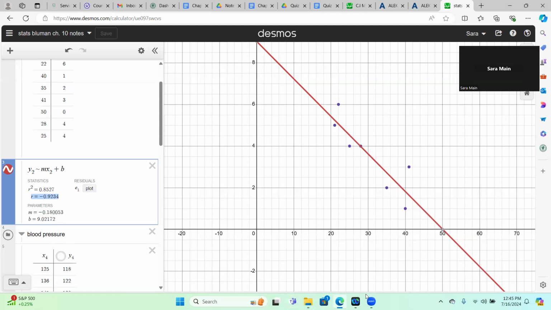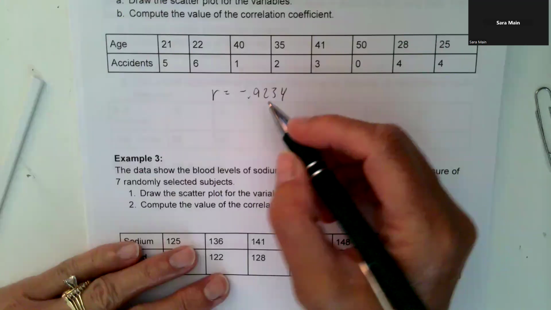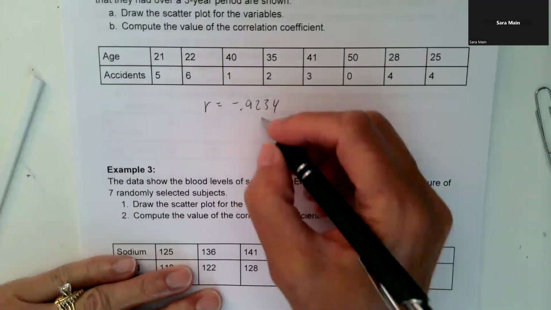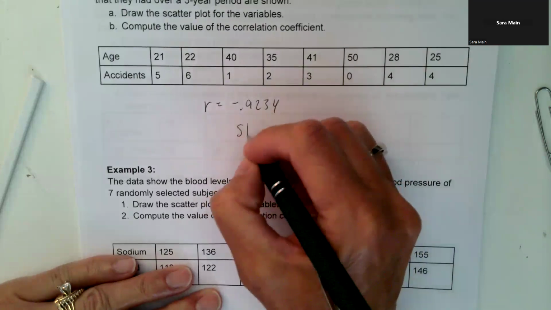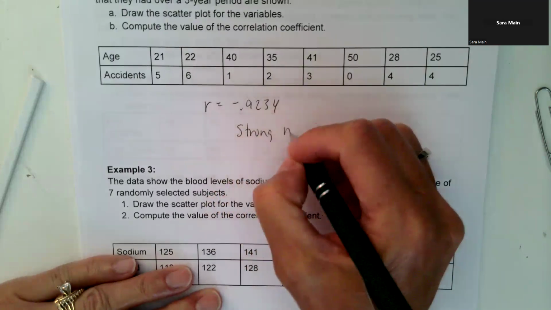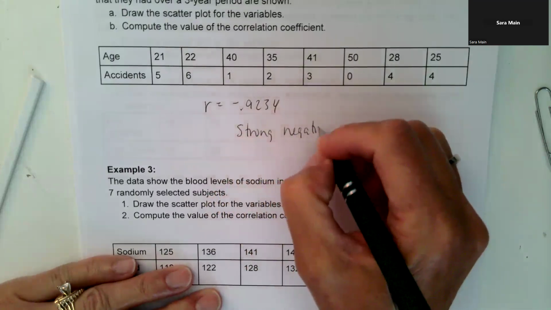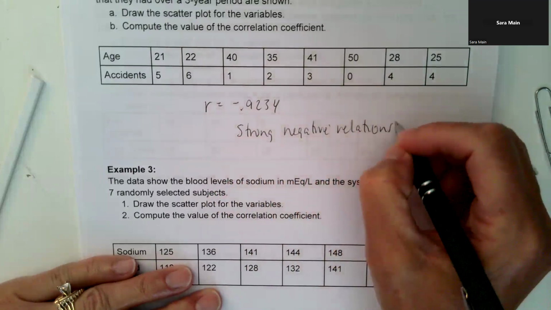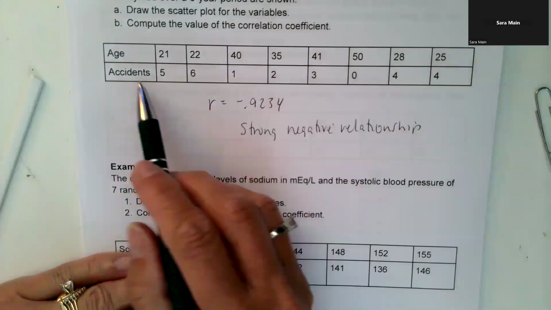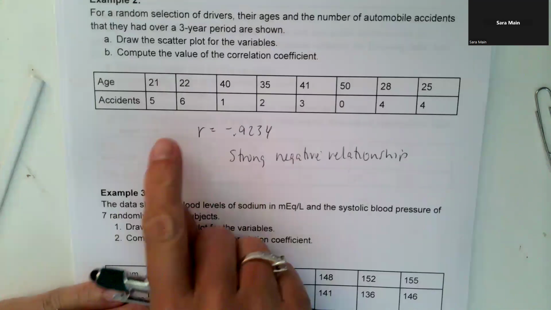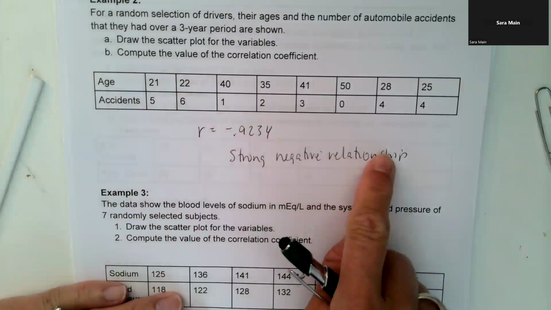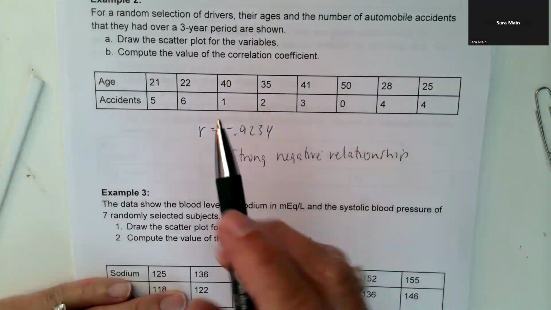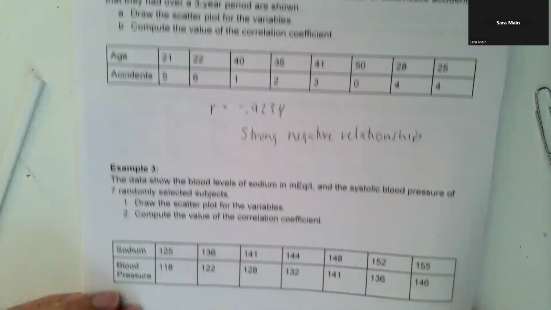Okay, so if we go back to our paper, then we should see that that's our correlation coefficient, and it tells us that there is a strong negative relationship between the two variables, which means as the age of a person increases, as they get older, they're going to have fewer accidents.